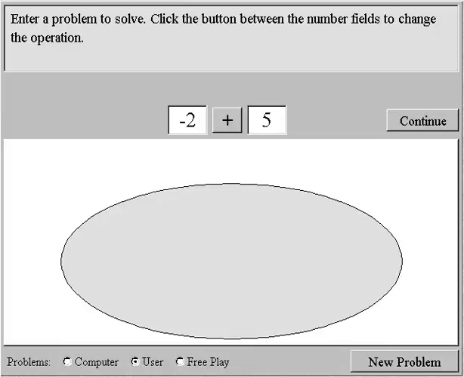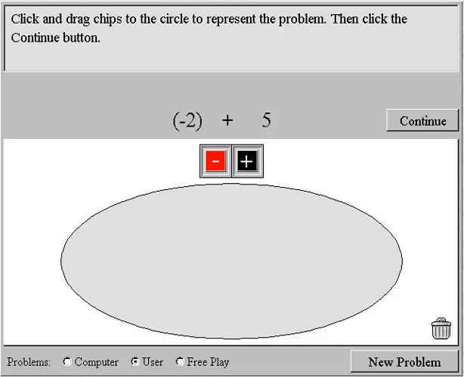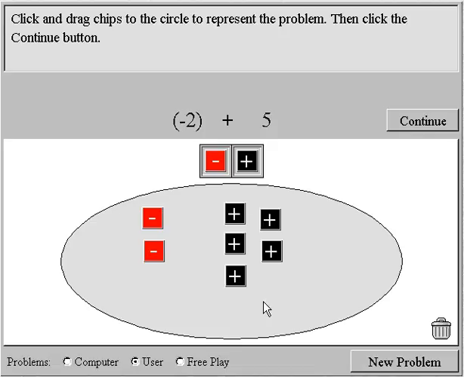All right, one way to visualize the rules of adding integers is to use colored chips. The red chips represent the negative numbers and the black chips represent the positive numbers. So the problem -2 plus 5 will be represented using the following chips. -2 means I'm going to have two red chips inside the oval, and 5 represents that I have 5 black chips inside the oval. All right, so this is the representation of -2 plus 5.